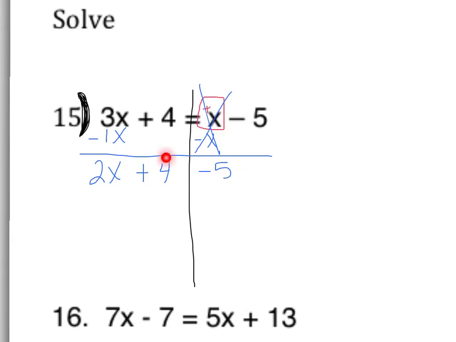So my next step is to move this 4 to the right side, because I want to get my numbers to the right side. So I deal with these numbers that are hanging out by themselves first, and then later I'll deal with this number that's right next to the variable. So my operation in this case is positive, so the opposite is negative. So I subtract that 4, that cancels out. So what I do to one side of the equal sign, I have to do to the other side. So now I have negative 5 minus 4.